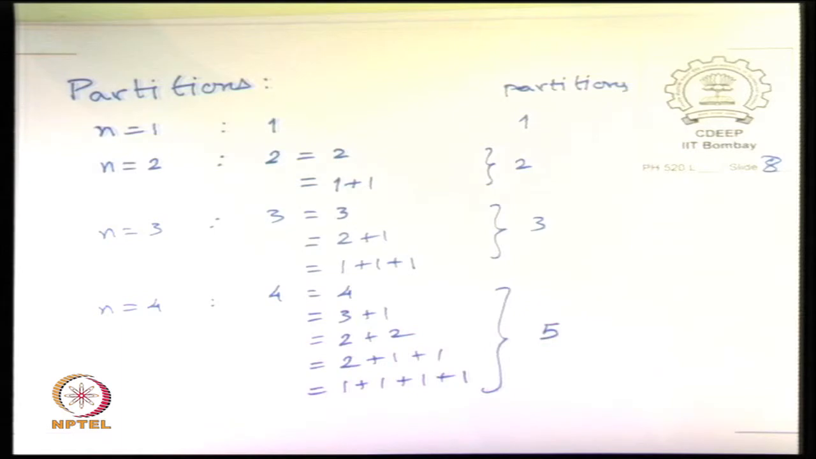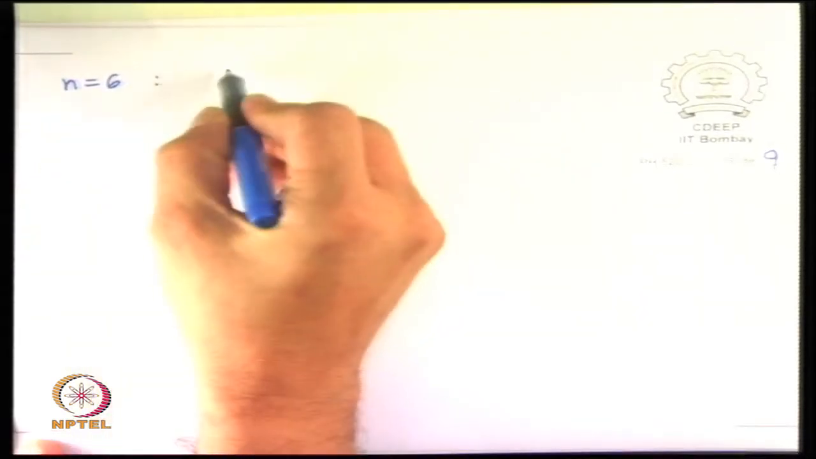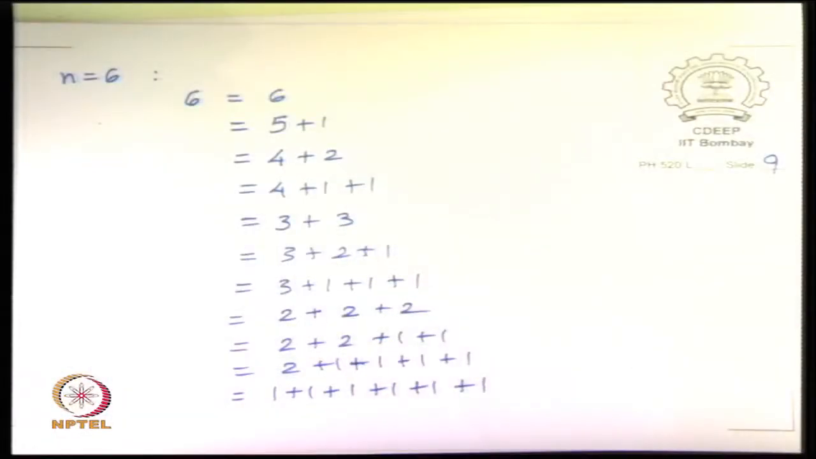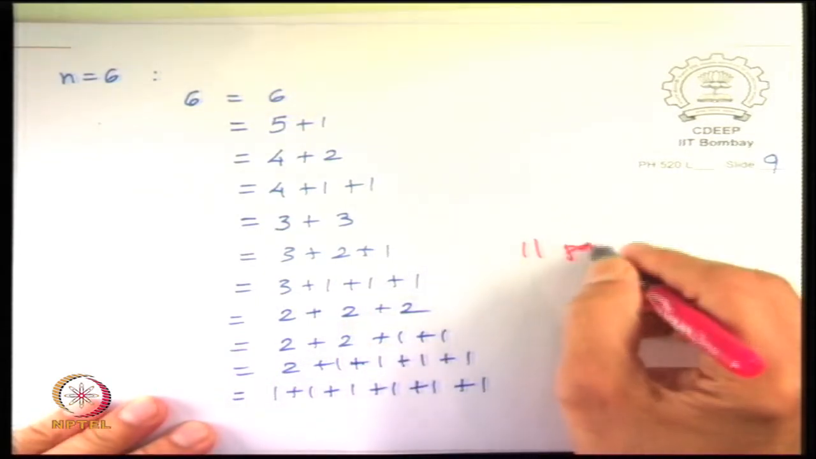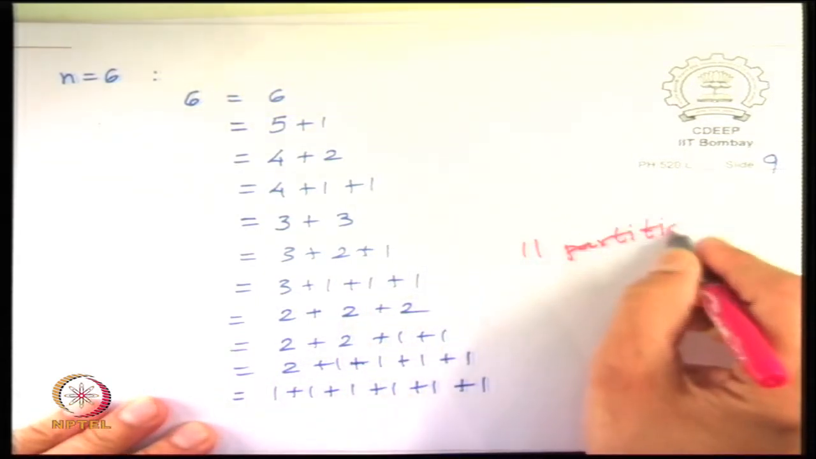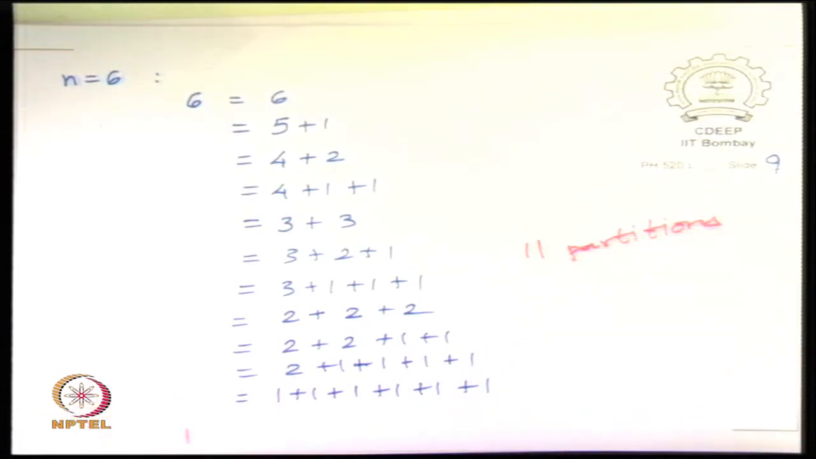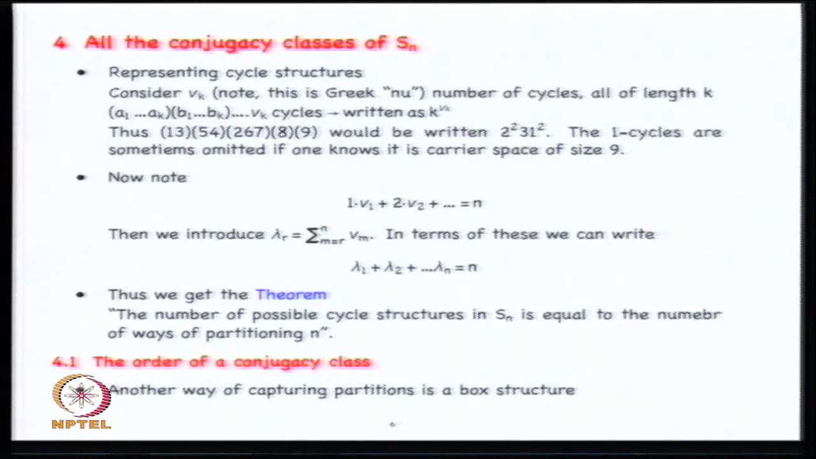What are the partitions of 6? So what answer did you get? 11 partitions. Very good. Okay. So we get 11 partitions. So with this formula, you now have control over Sn, because you have all the possible cycle structures that can possibly occur in Sn.